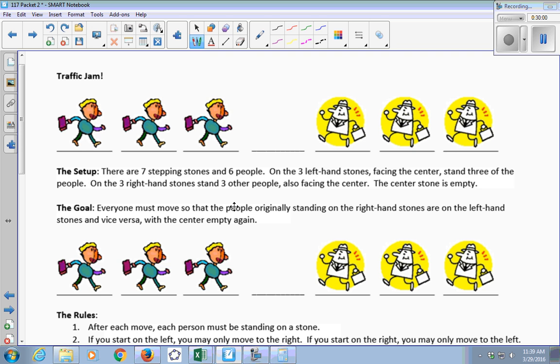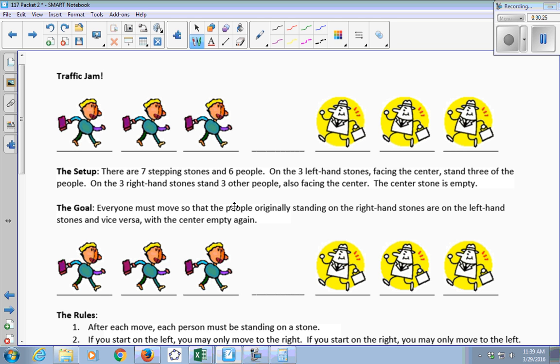So I want you to imagine that there are 7 stepping stones and 6 people. On the 3 left-hand stones, facing the center, stand 3 of the people. And on the 3 right-hand stones, also facing the center, stand 3 other people. And these are like teams of people, so they look different, right? The center stone is empty.